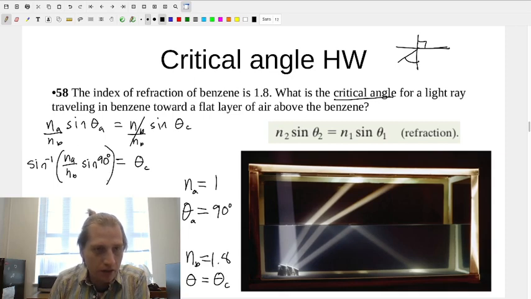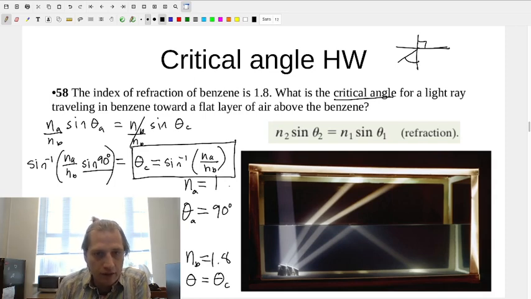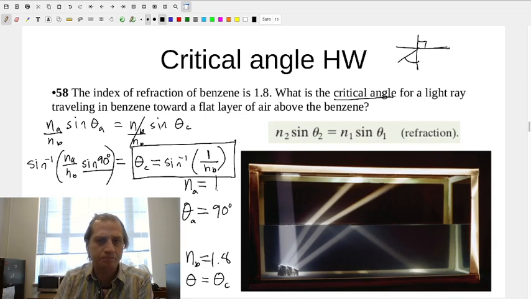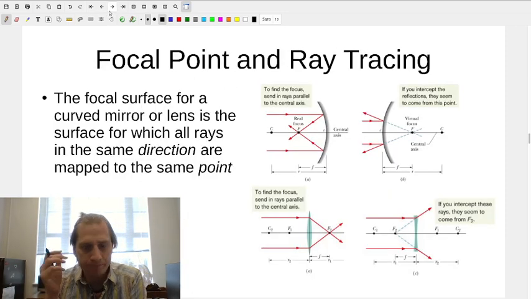Now, sine of 90 degrees is just 1, so this would allow me to say that my critical angle is just the inverse sine of NA over NB. Okay, and in fact, for this case, NA is just 1, so this would just be 1 over the index of refraction of my material. So I'll let you put in the numbers for that.